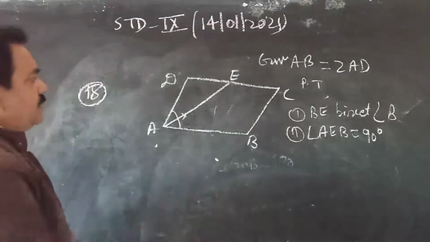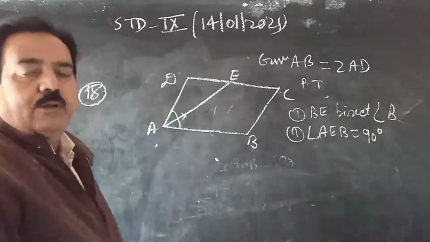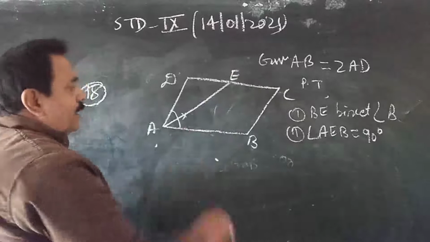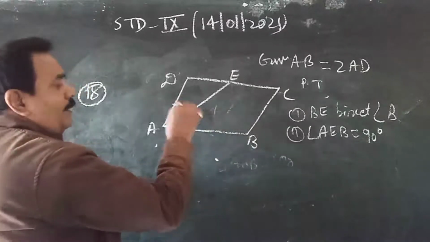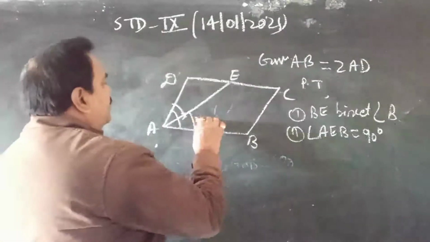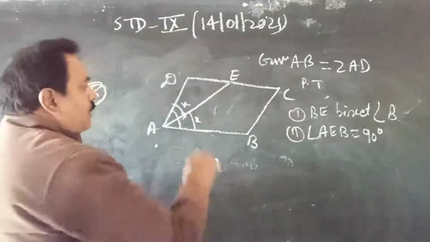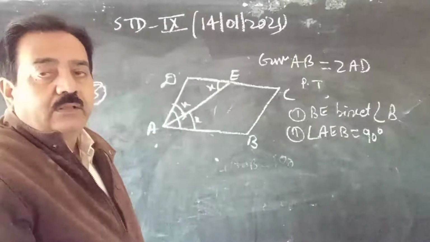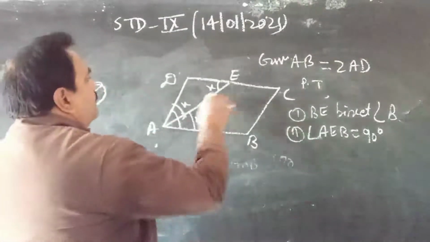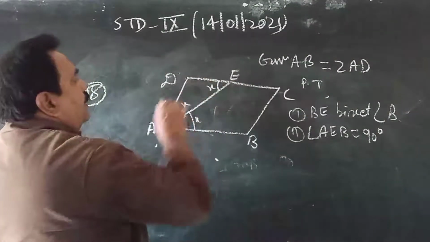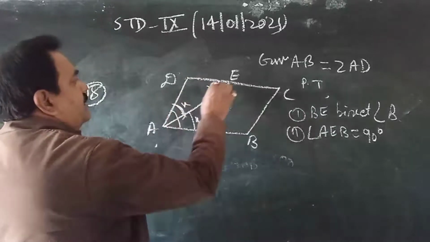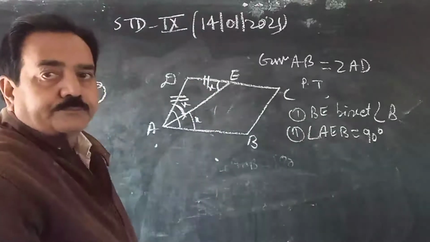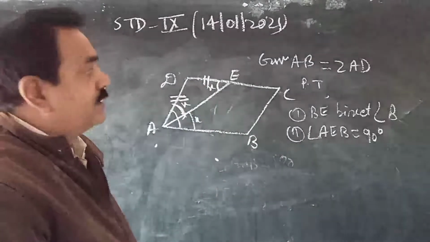See how we are going to prove it. AE bisects angle A, which means this angle and this angle will be equal. Say it is X, then this is also X. Now this is X, then this is X, alternate angle. Now in this triangle, two angles are equal, this angle and this angle. It means the opposite sides will also be equal.